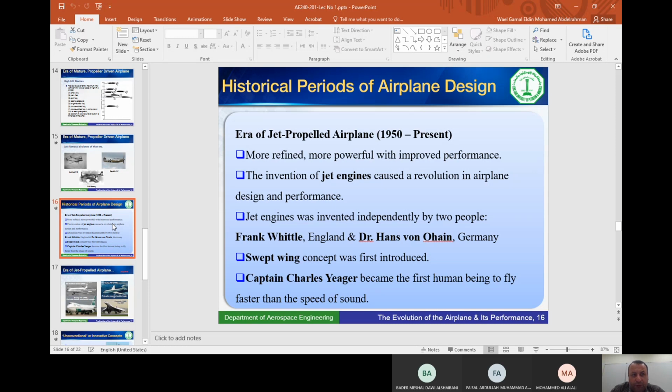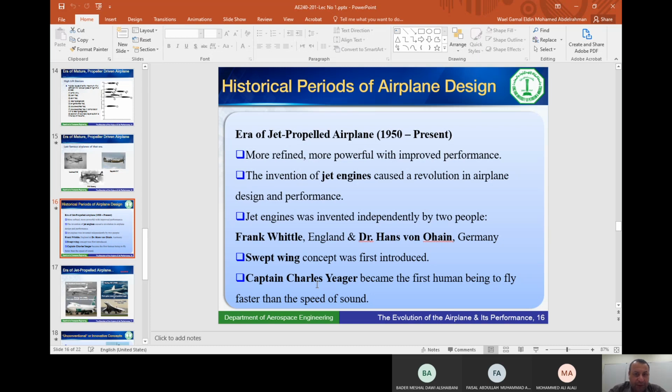jet engines. Jet engines were introduced with the required increase in speed. They were introduced separately in England and Germany by two major engineers and scientists. They allowed aircraft to break the sound barrier. The first to break the sound barrier was Chuck Yeager, or Charles Yeager, who was a test pilot. And then aircraft speed increased to Mach 1, 1.5, and beyond. And with the increase in speed came innovations and changes in the design. So we are tracking now the changes in the design based on the performance of the aircraft.